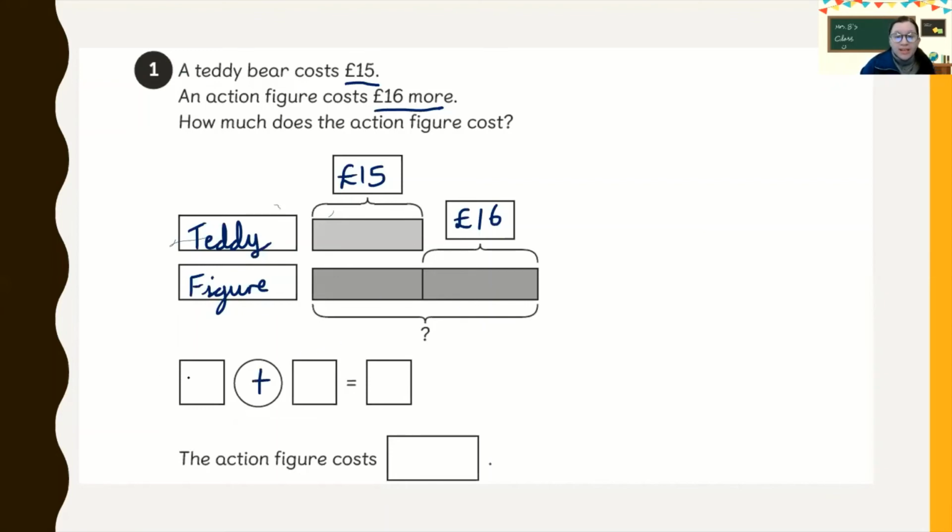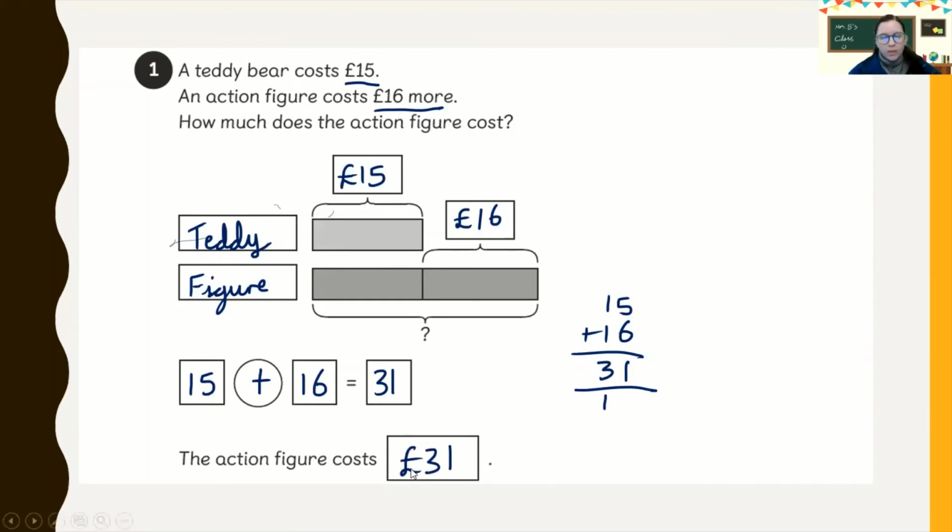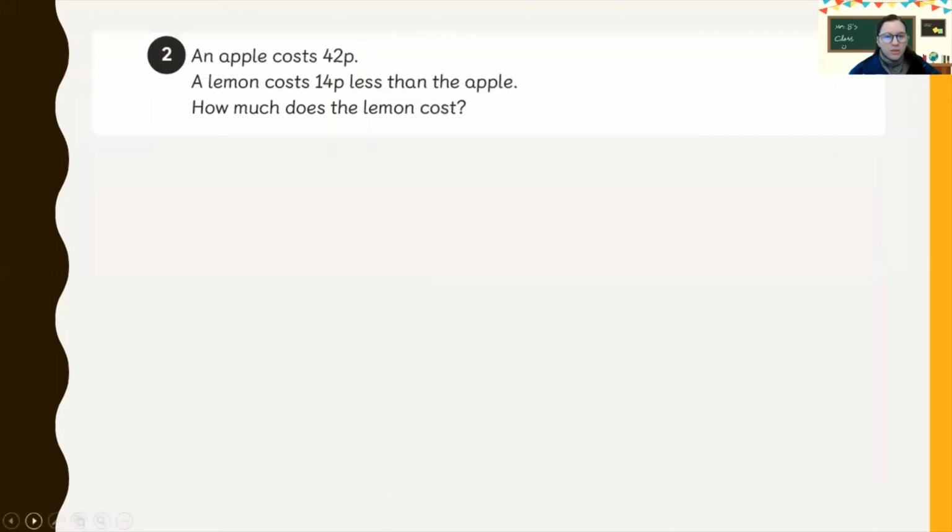We're adding two parts together. And what are the parts we're adding? 15 and 16. Now, you could have used the column method. You could have used your heads here. However you work this out is fine. So 5 add 6 is 11. Well done. 1 add 1 is, add another one is 3. Well done. If you got 31, remember to put the pound sign. The action figure costs £31. Well done. Let's have a look at the next one.